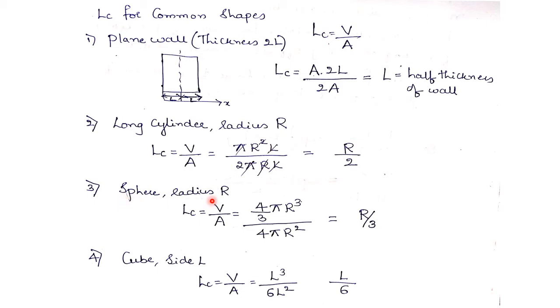Whereas for the sphere having radius R, the characteristic length LC is again given by the formula V divided by A, where the volume of the sphere is given by 4 upon 3 pi R cube.